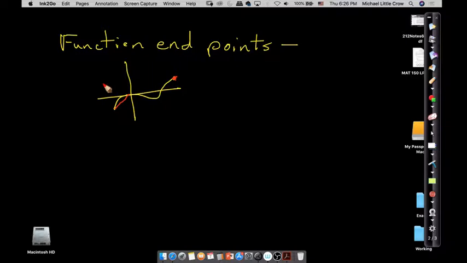Remember when we were taking limits, what do we need for a limit to exist? We need two things to be equal. What two things need to be equal for a limit to exist? I come from the left and I come from the right. I need to be able to come from the left and the right, and I need both those limits to be equal. I can do that for just about all those points, but can I do that at the endpoint?